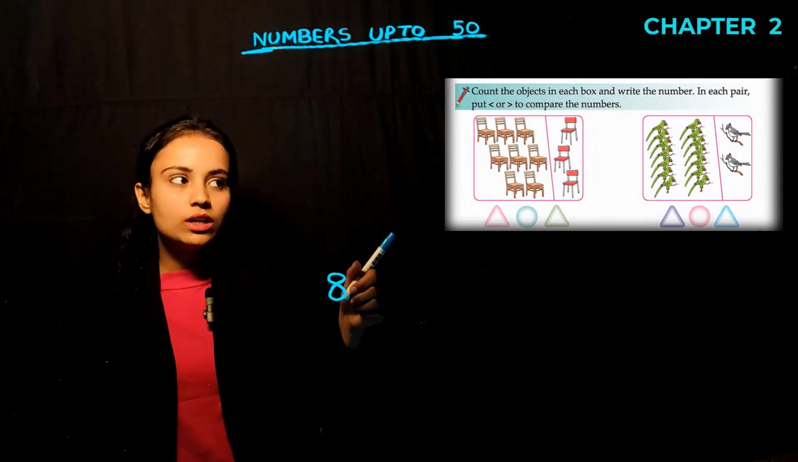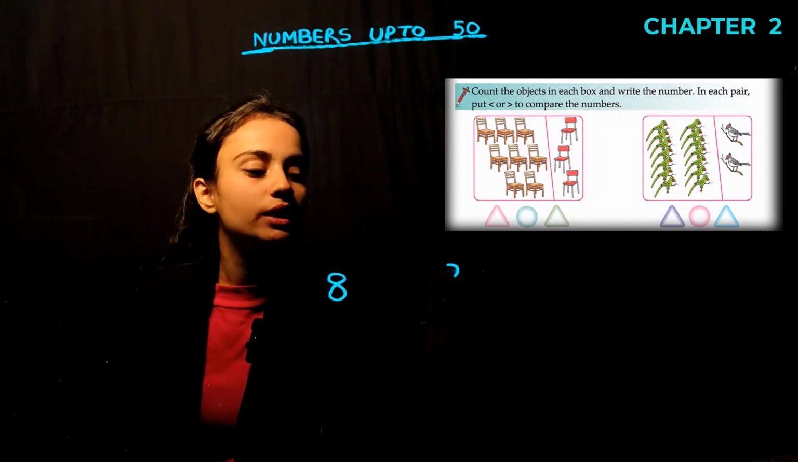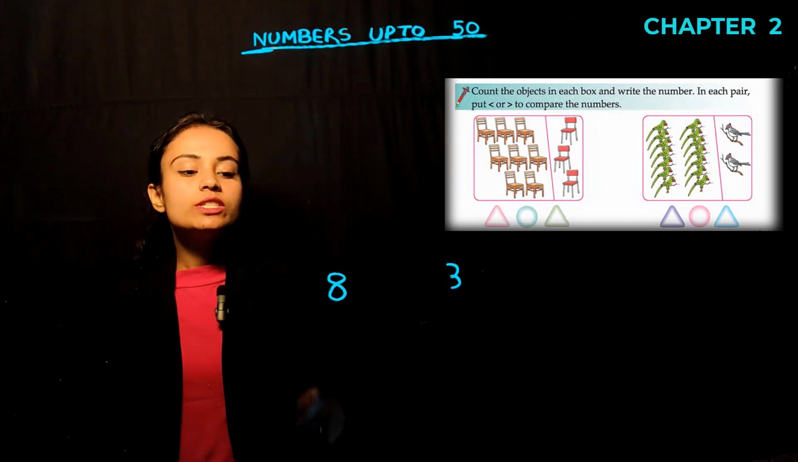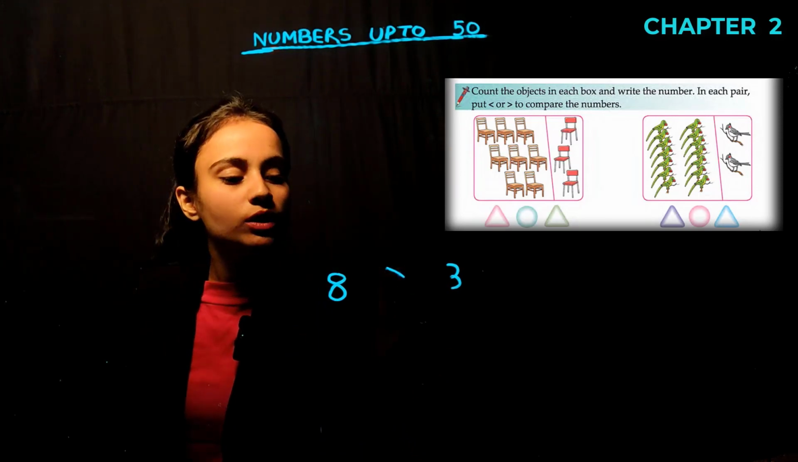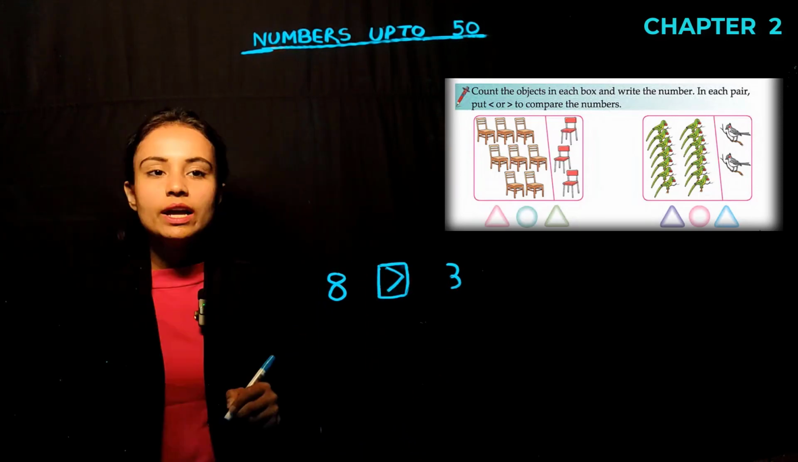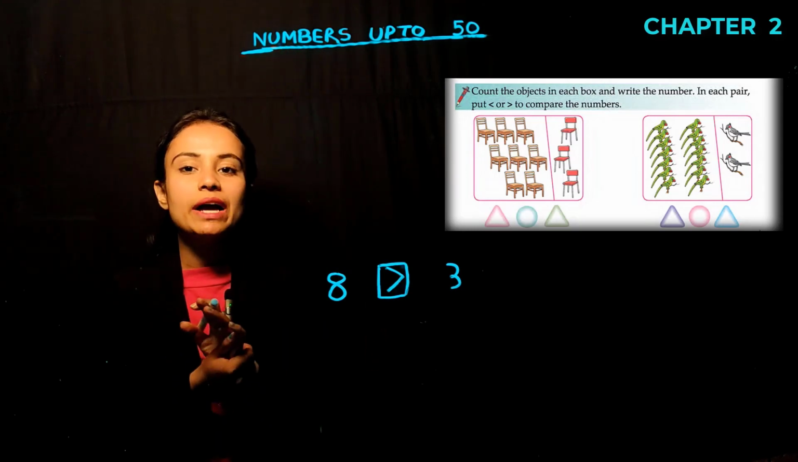Similarly, let's count the another part. So 1, 2, 3. Here are total 3 chairs. Now since 8 is greater than 3, so we'll put this sign between them. In the similar manner, you have to do rest of the parts. So I hope you can do them by yourself.